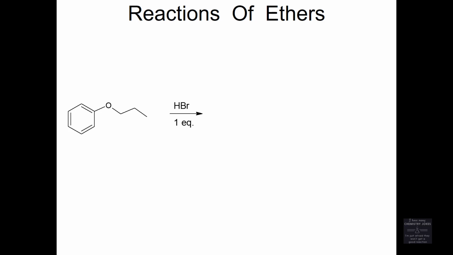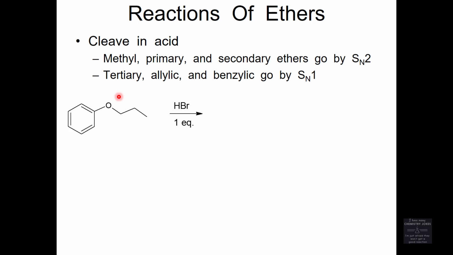Ethers only react with acids like these, HBr, HCl, HI. So, ethers cleave in acid to split the ether into two separate pieces. If you're methyl primary secondary, you do SN2. If you're tertiary allylic benzylic, you do SN1. What the heck does that mean?